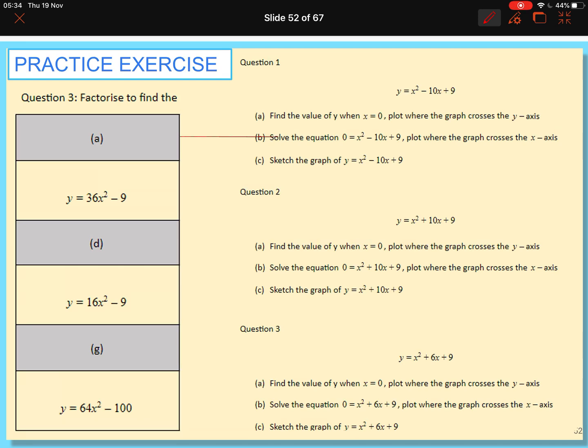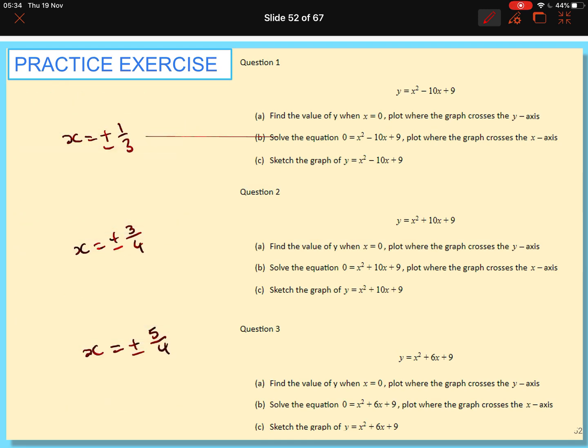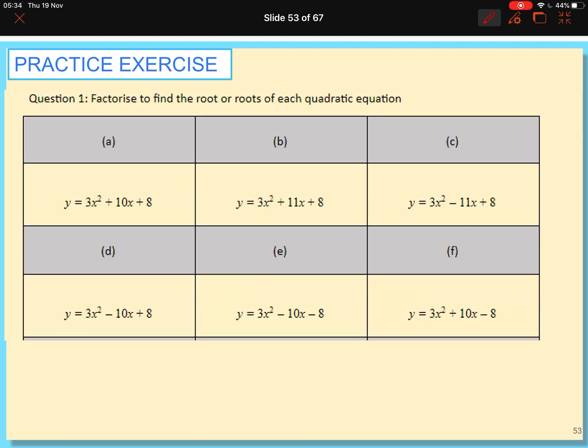Here are the questions. Make sure to pause the video and have a good go at them. Here are the answers for the factorizing bit. Right, factorize and find the roots of each of these. So you don't need to sketch the graph for this.